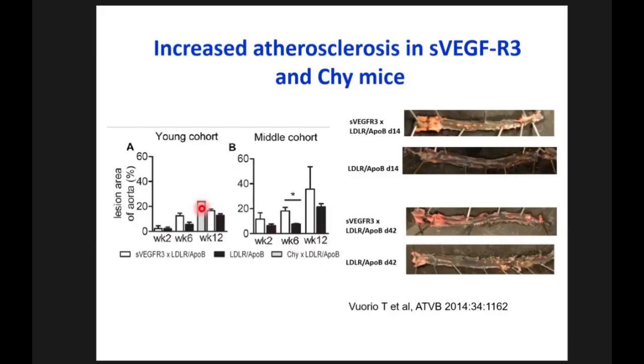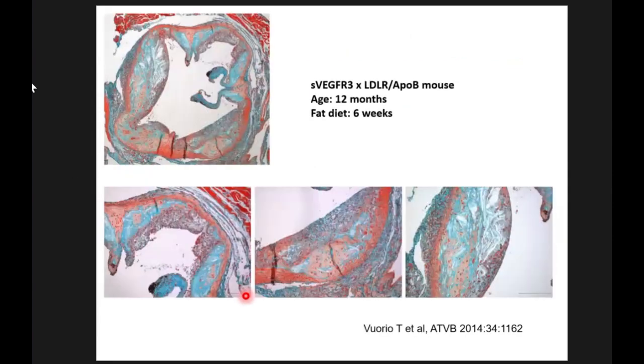The gray bar is this Chy mouse that also has increased atherosclerosis. So this model told us that when you mess around with VEGF-C and D signaling, and you have an LDL receptor background mouse model, you will get increased atherosclerosis. This is how the lesions look, so pretty mature type lesions at 6 weeks with macrophages, cholesterol crystals, and smooth muscle in the developing lesions.